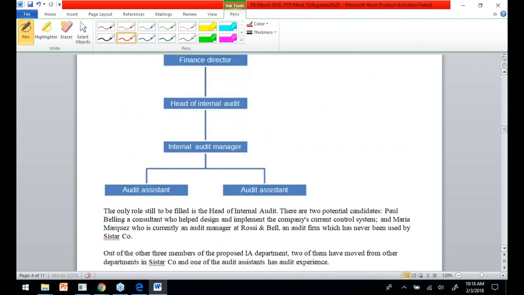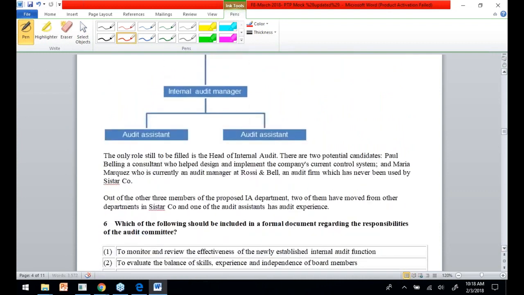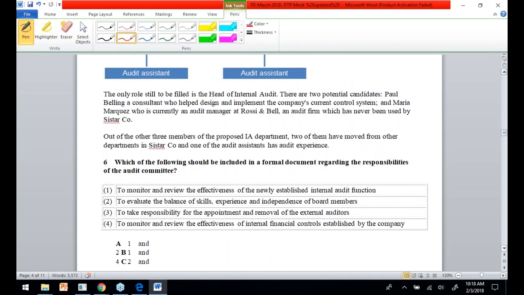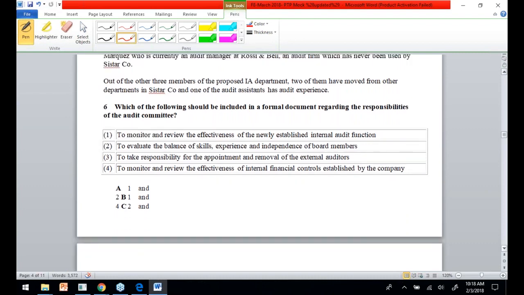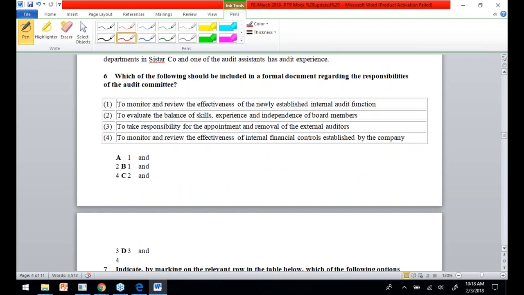Okay. So the next question is, which of the following should be included in a formal document regarding the responsibilities of the audit committee? All right. Let's go through this. Okay, I can see that there are some typing issues here. We're going to try and get through these as efficiently as possible.